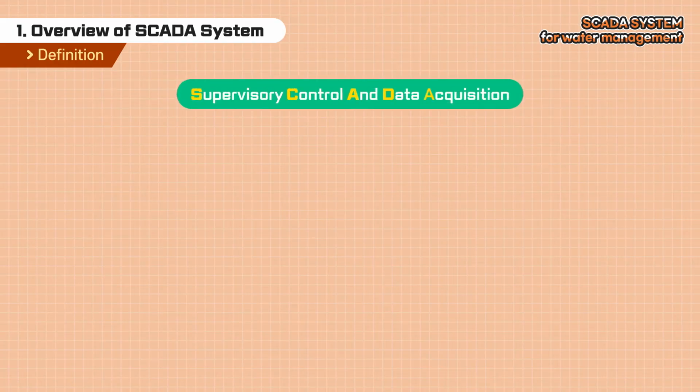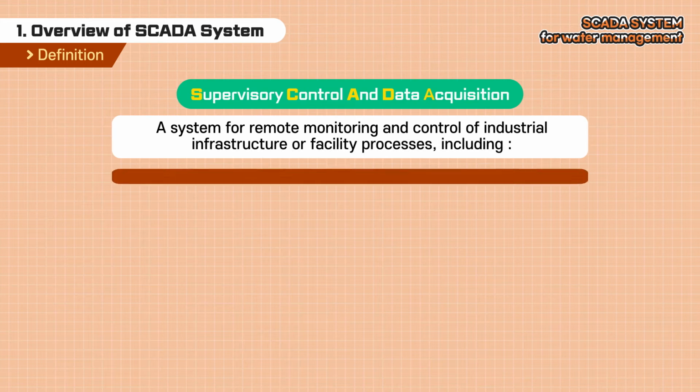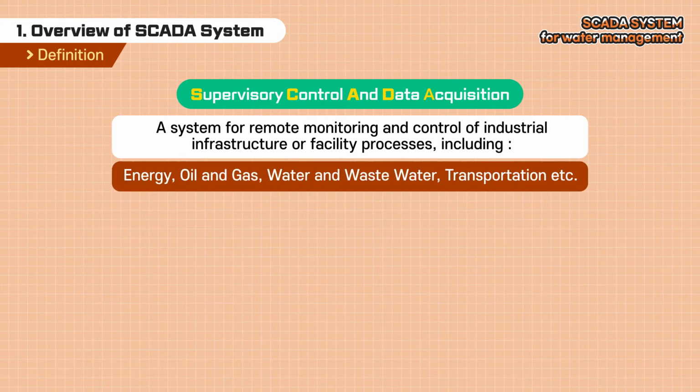What is a SCADA system? SCADA is an acronym for Supervisory Control and Data Acquisition, and it refers to a system designed to remotely monitor and control industrial facilities and processes in the industrial field. The SCADA system is used for various applications in energy, oil, gas, waterworks, and wastewater, and transportation.